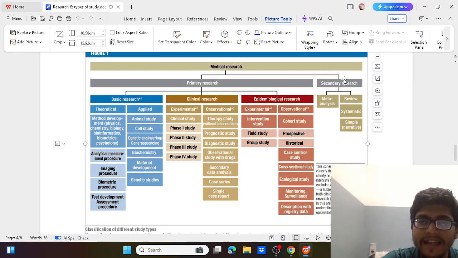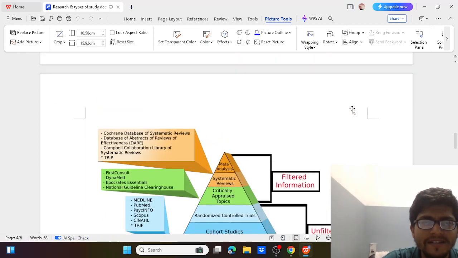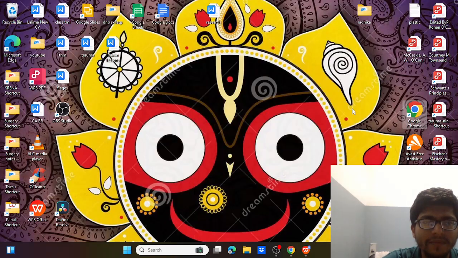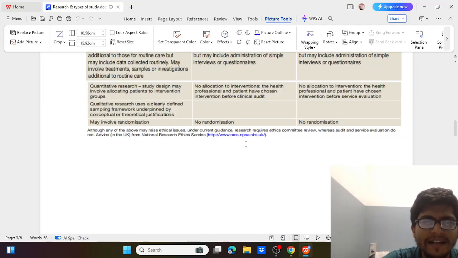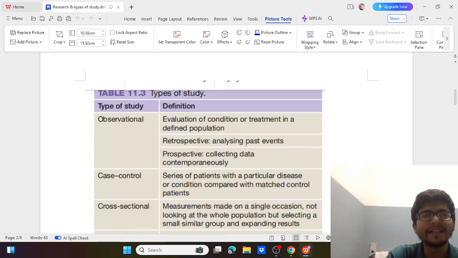And lastly, secondary research, which is analyzing the primary research, which includes meta-analysis and systematic reviews. So these are some types and classification of research. To understand this research in detail, we will see these in detail.